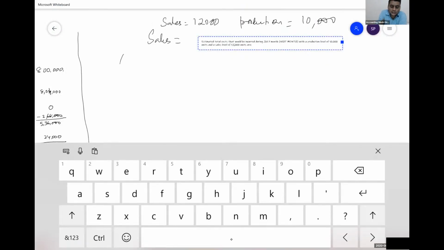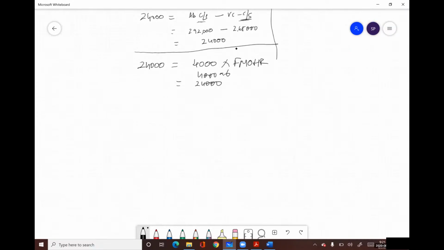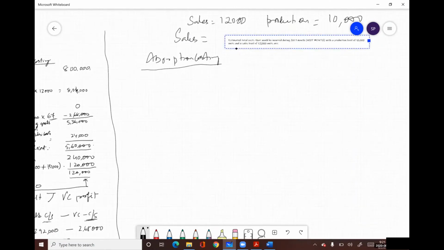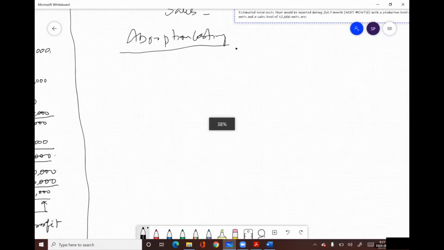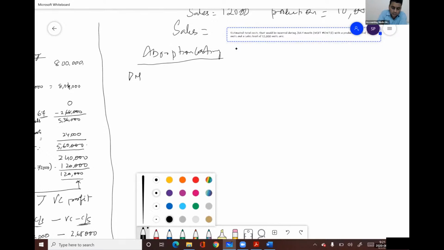What are the two methods? The two methods are absorption costing and variable costing. Under absorption costing, Monisha will tell me how to calculate. Yes, Monisha. Direct material.